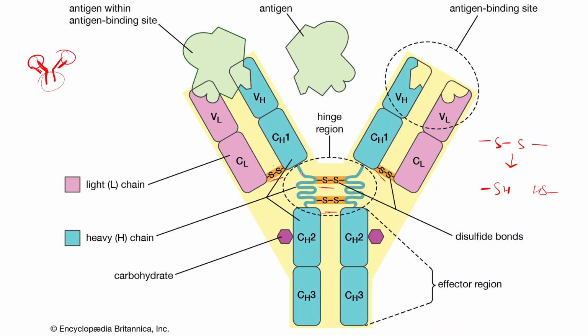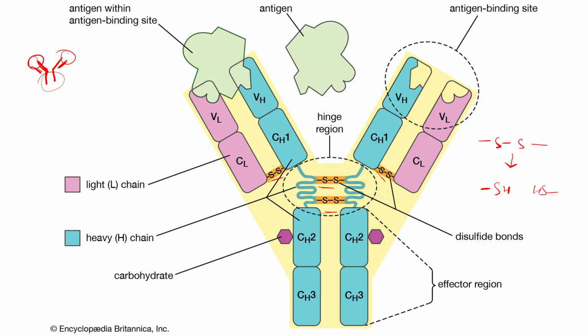And this part is called the hinge region because it is kind of flexible for the binding of the antigen. Based on the antigen, it can be a little flexible and facilitate the binding of the antigen to the antibody.